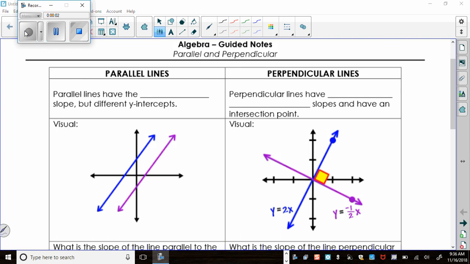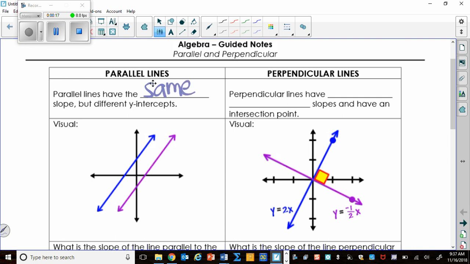Hey class, today we're going to be talking about parallel and perpendicular lines. Now, parallel lines we briefly talked about when we played Battleship in class. Parallel lines have the same slope, but they have different y-intercepts.